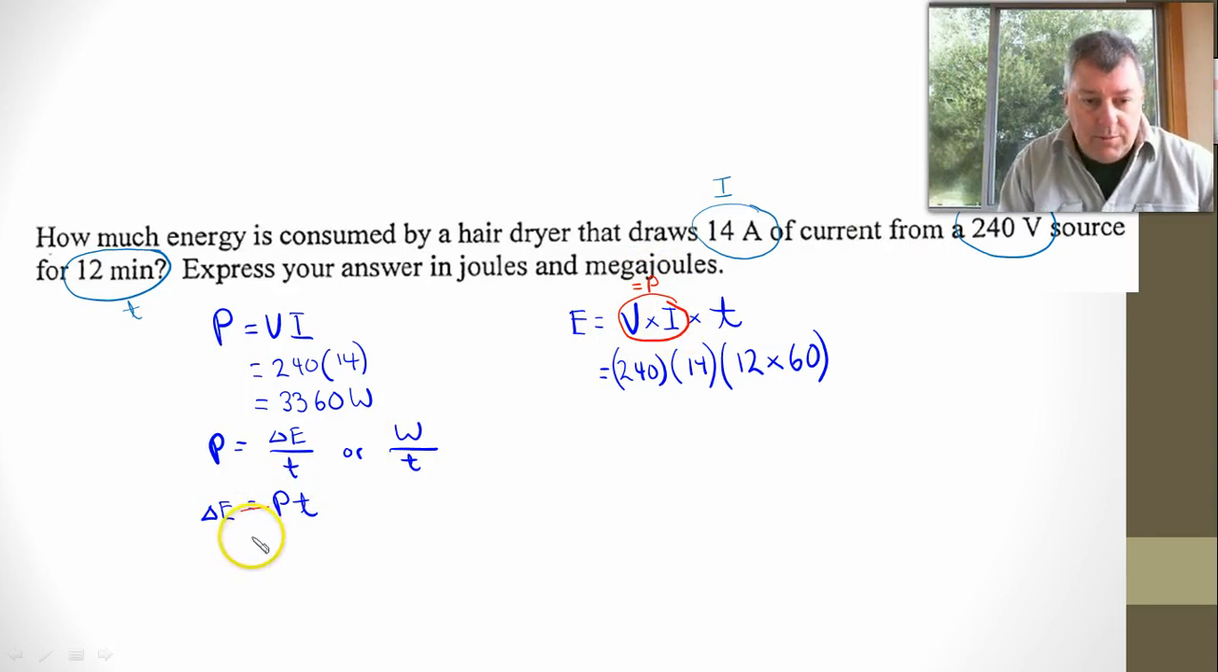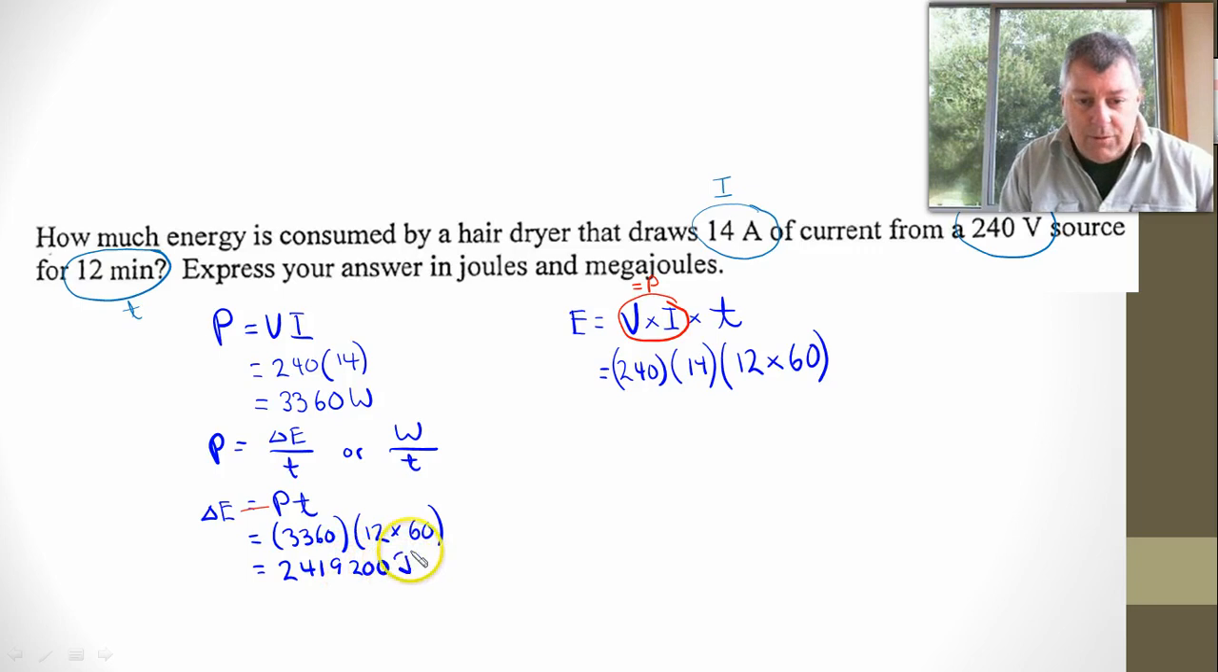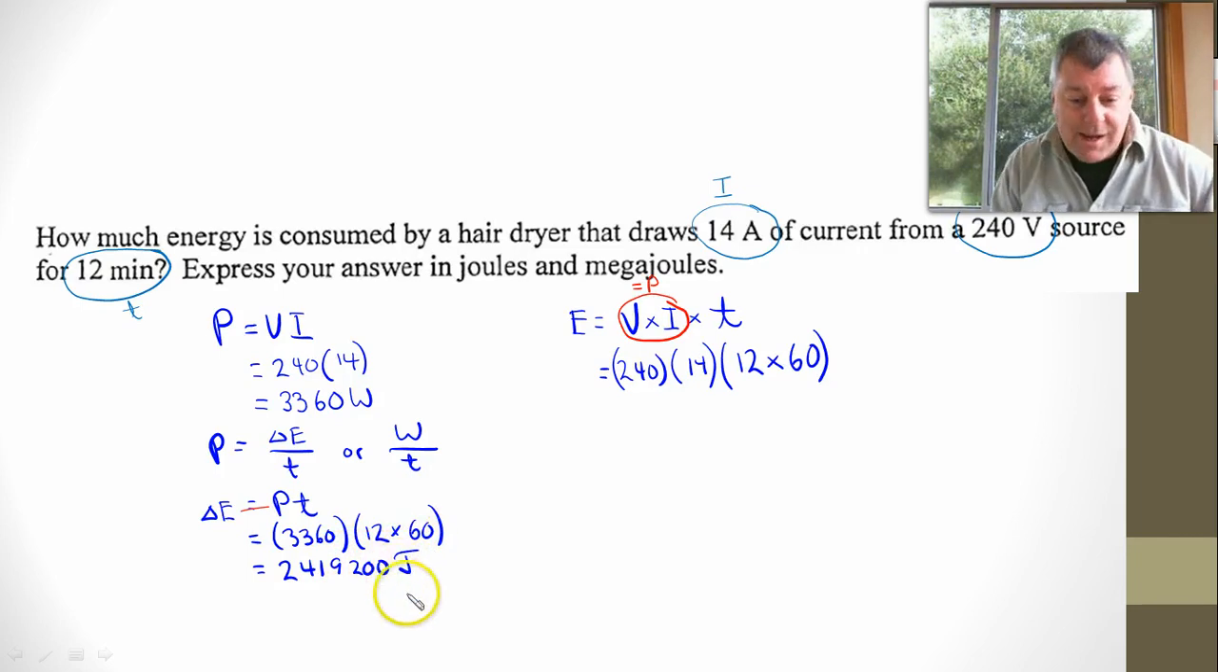Alright, and so if we put our numbers in that we worked out before, 3,360 times 12 minutes converted into seconds, we get our answer as 241,920. Luckily I did all that working before. It's on a sheet in front of me. So that's how many joules we have.